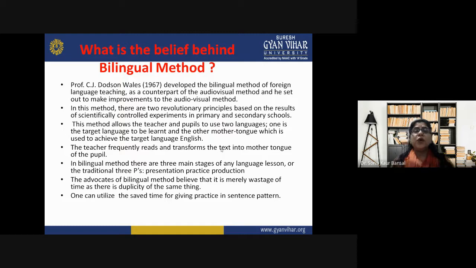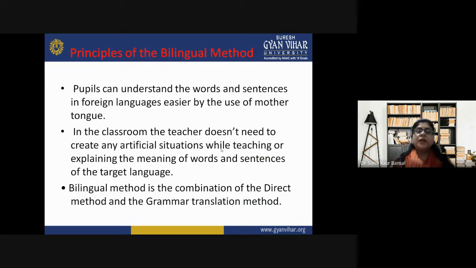Because we keep on trying to understand it in a different language again and again. But it is also like one can utilize the saved time for guidance, giving practice and sentence patterns. So it is another belief behind the bilingual method. Now let's understand some principles of the bilingual method, how the bilingual method is working.